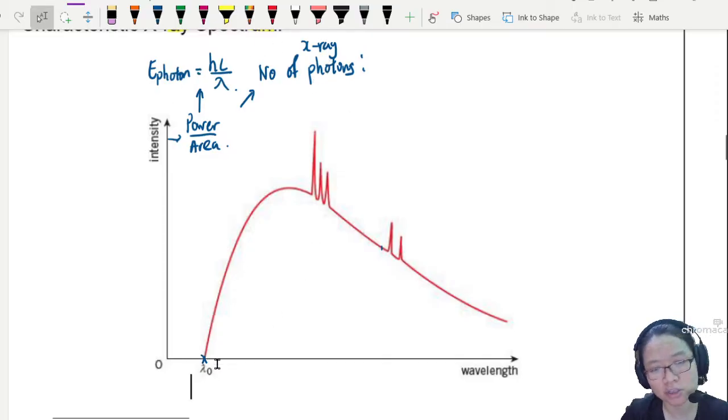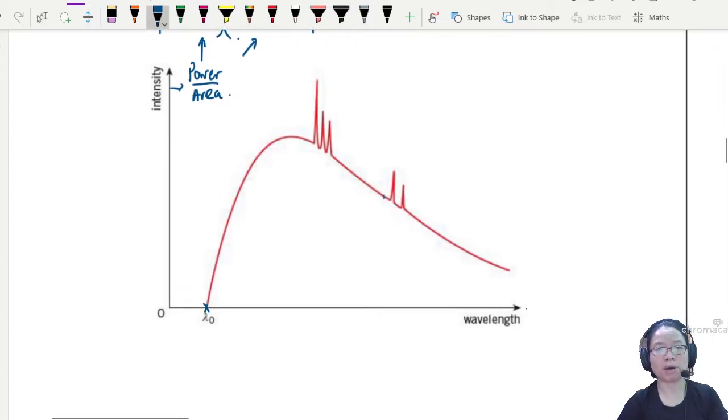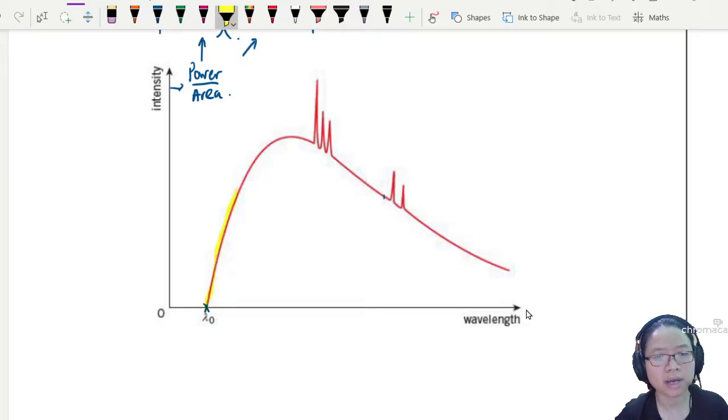So for lambda naught, this will have the least X-ray photons. In front of lambda naught, there are no X-ray photons. And after this, you can see the number increase to a maximum value and then decrease again. Right now, we will talk about this continuous distribution. The part that I'm highlighting here is continuous.